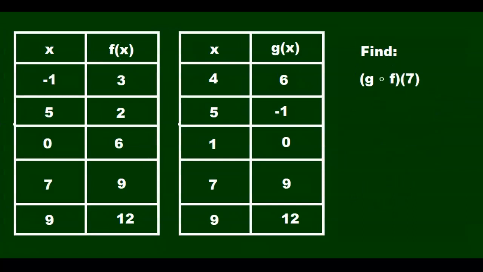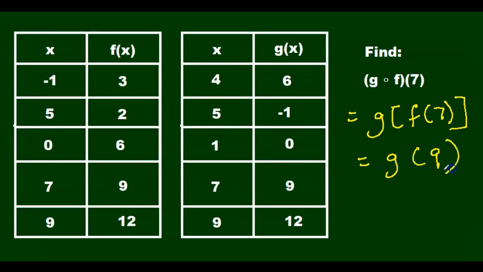Now what if I were to reverse the order? Now I want to find g of f of 7. Let's rewrite it as g of f of 7. So we're going to first look at our f of x table, which is this table, and let's find our f of x when x equals 7. Our f of x is 9, so g of 9. So therefore our x is 9. What is our g of x when x equals 9? X equals 9, g of x equals 12.